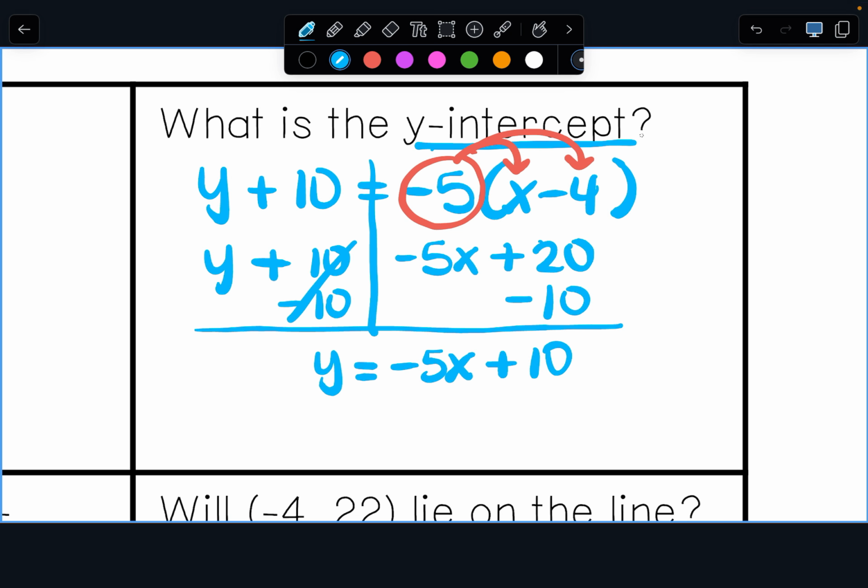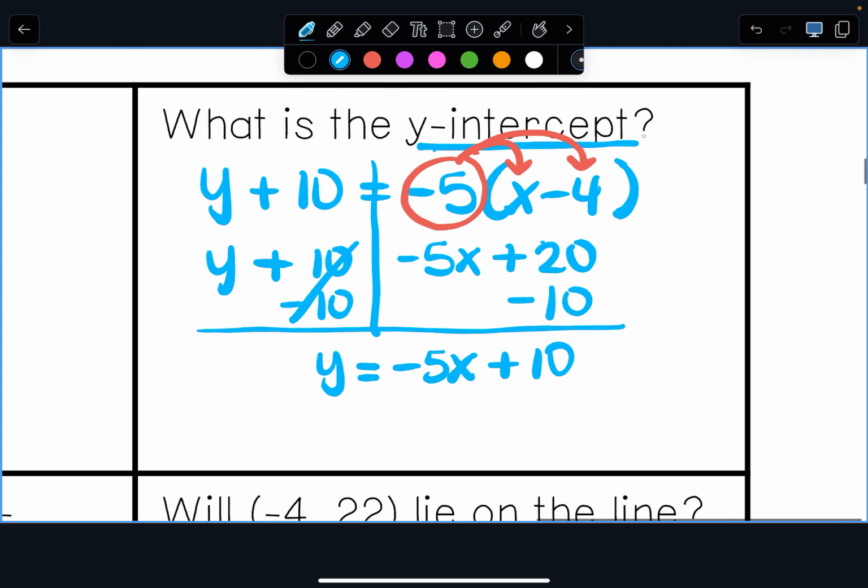Okay, now this equation is in slope-intercept form. What number is the y-intercept? 10. Not y equals, b equals 10. Same rules apply when we're graphing this.